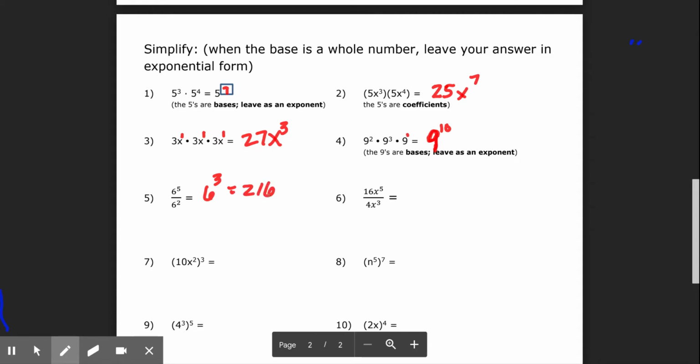All right, number 6. 16 and 4 you can reduce. So 4 divided by 4 is 1. 16 divided by 4 is 4. And then you're going to subtract the exponents of x's. So 5 minus 3 is 2, and the larger number's in the numerator.